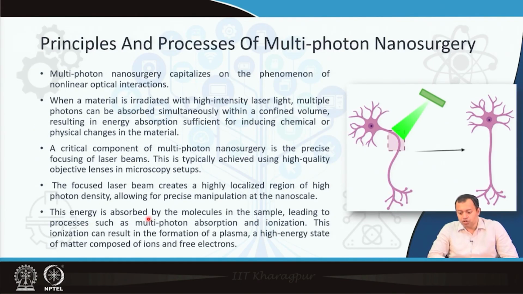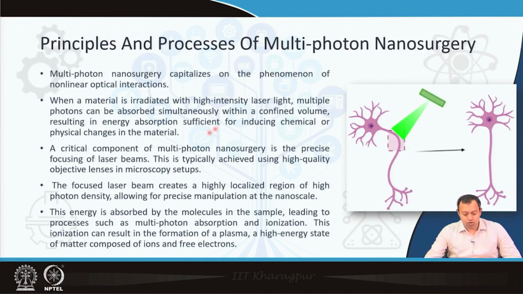So, principles and processes of multi-photon nanosurgery. Multi-photon nanosurgery capitalizes on the phenomenon of nonlinear optical interaction. When material is irradiated with high intensity laser light, multiple photons can be absorbed simultaneously within a specific volume, resulting in energy absorption sufficient for inducing a chemical or physical change in the material.